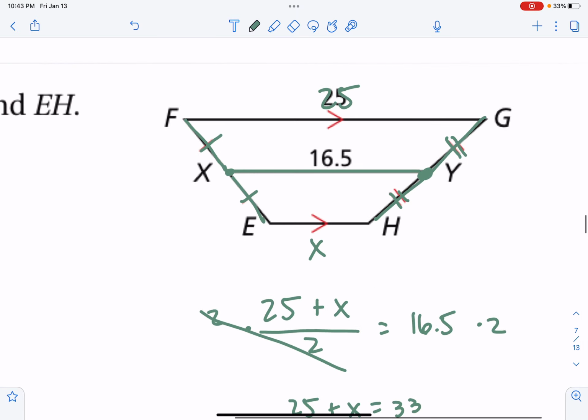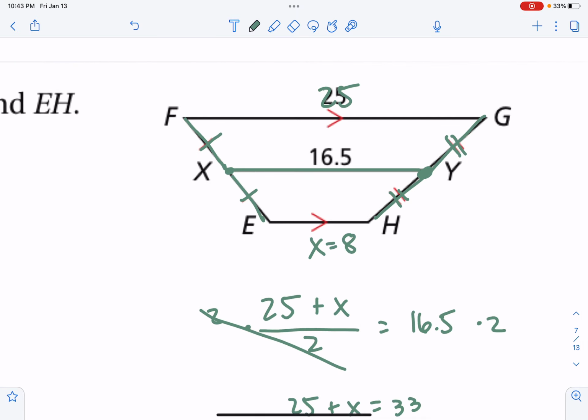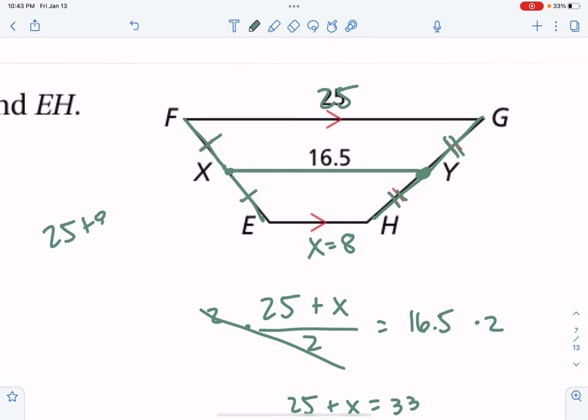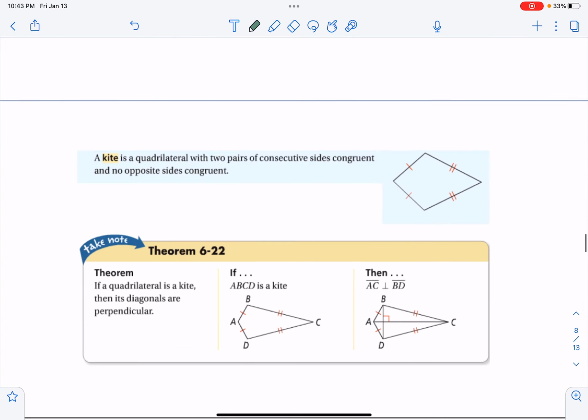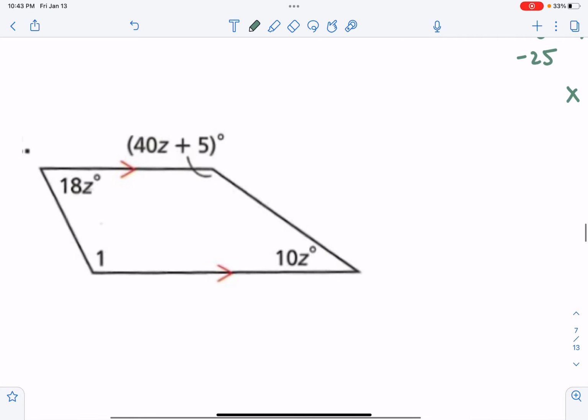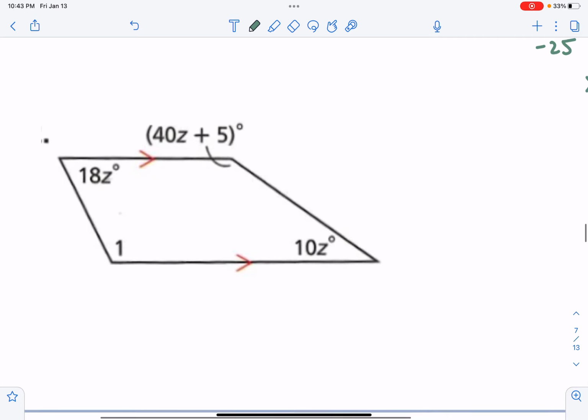So I just am going to go ahead and plug that in and just double check. 25 plus 8 is 33. 33 divided by 2 does indeed equal 16.5, so it works out. So EH, our answer is 8. Your homework will look a little bit like this. That's why I threw it in there.